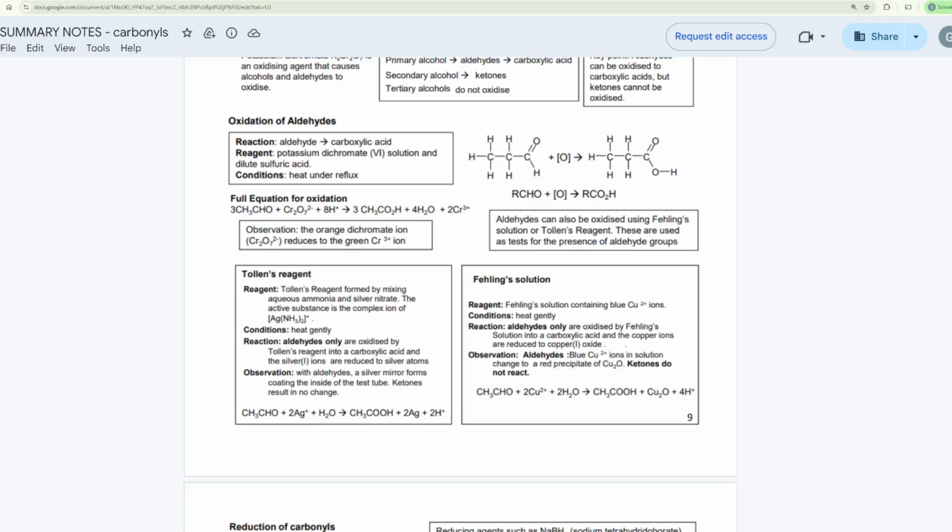Fehling's solution contains the blue copper(II) ions. Heat gently. Aldehydes only are oxidized by Fehling's solution to a carboxylic acid, and the copper ions are reduced to copper(I) oxide. Observation: the blue copper(II) ions in solution change to a red precipitate of Cu2O. Ketones do not react.